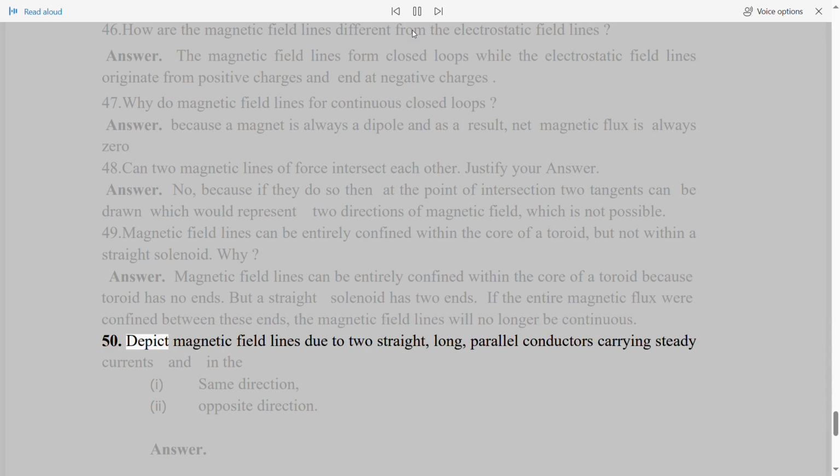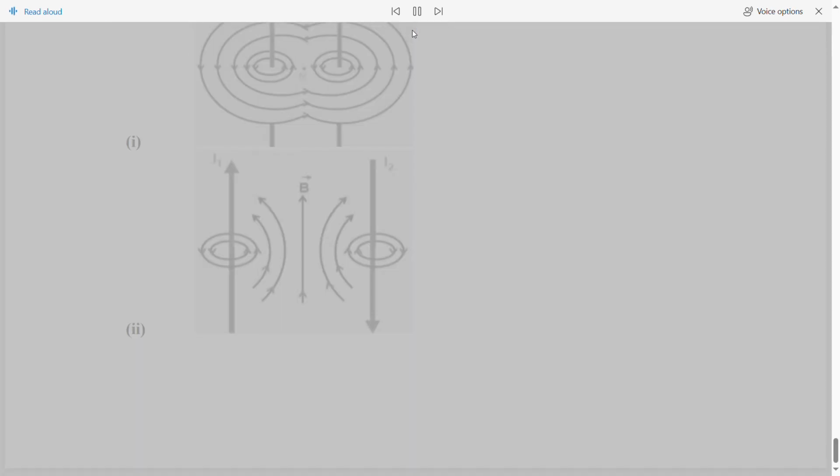50. Depict magnetic field lines due to two straight, long, parallel conductors carrying steady currents I in the same direction, and in opposite directions. Answer: 1. 2.